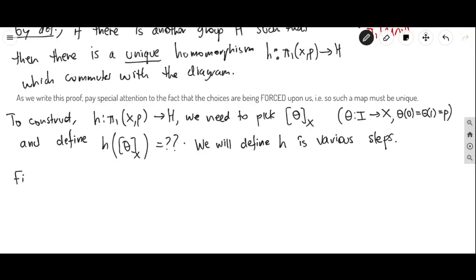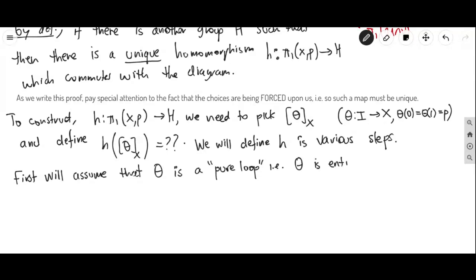So first, we will assume that theta is, let's call it a pure loop. So what is a pure loop? A pure loop means, i.e., theta is entirely contained in either U or V. That's what we mean by a pure loop. It is sitting inside U or V.